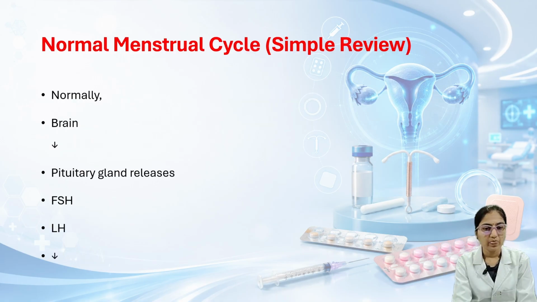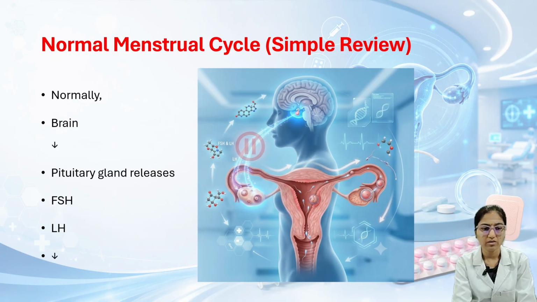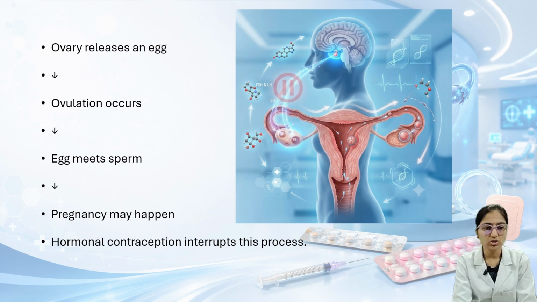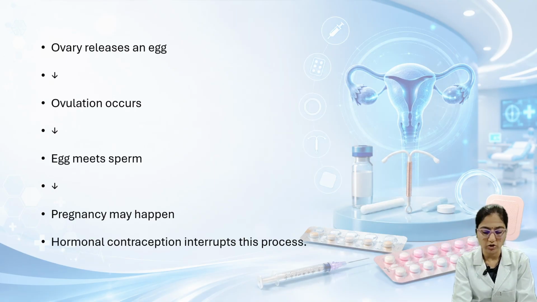Here, the normal menstrual cycle. Normally in the brain, the pituitary gland releases FSH and LH, follicle stimulating hormone and luteinizing hormone. That leads the ovary to release an egg. After releasing an egg, ovulation occurs. Egg meets sperm, pregnancy may happen. Hormonal contraception interrupts this process.